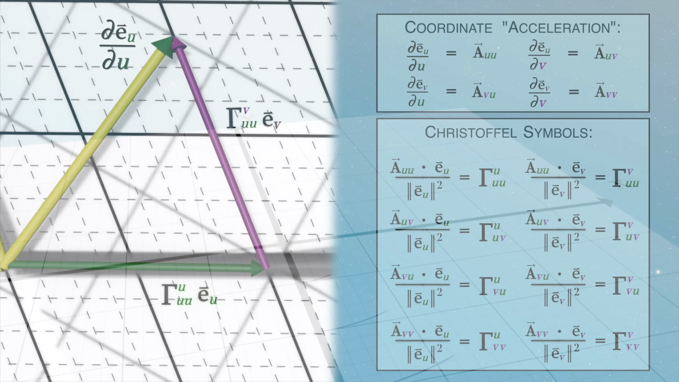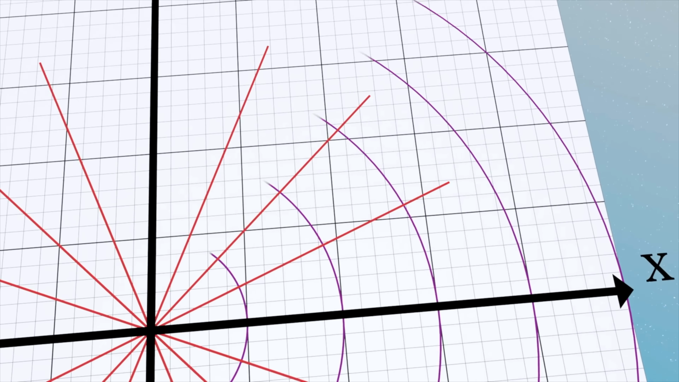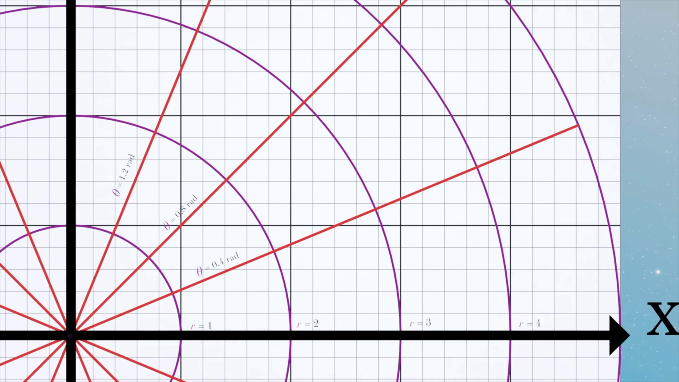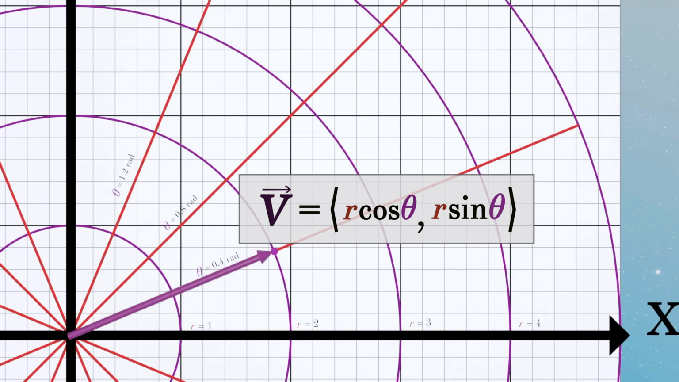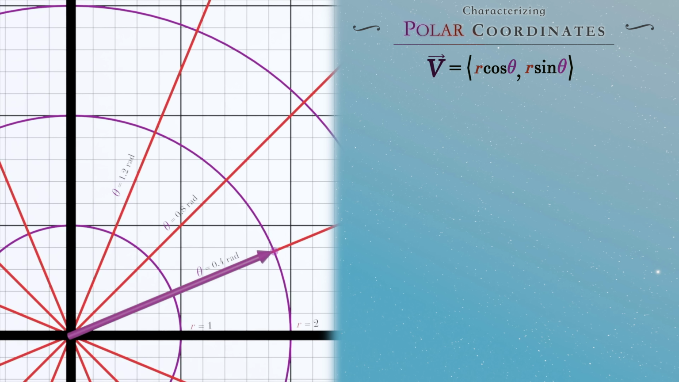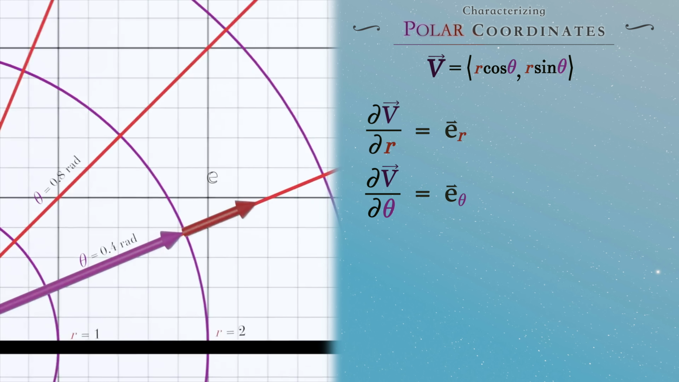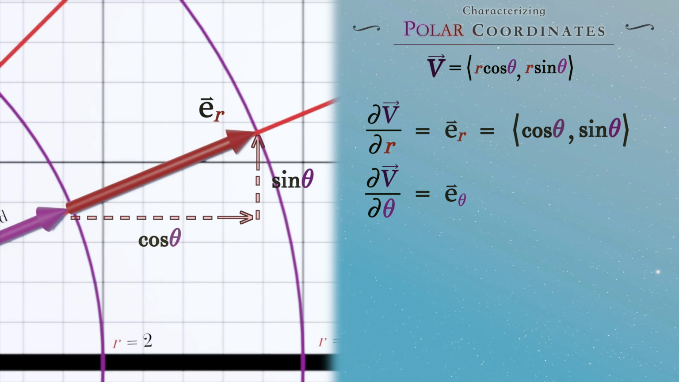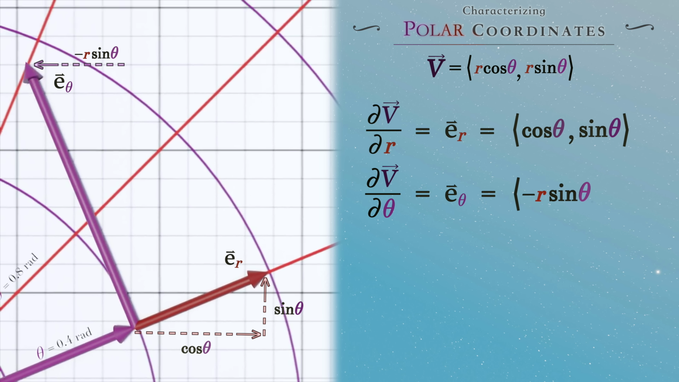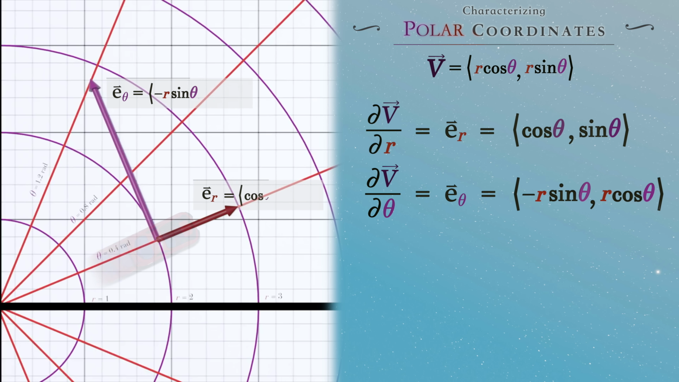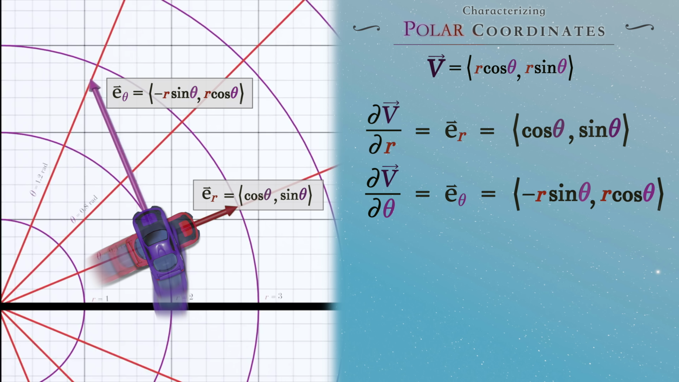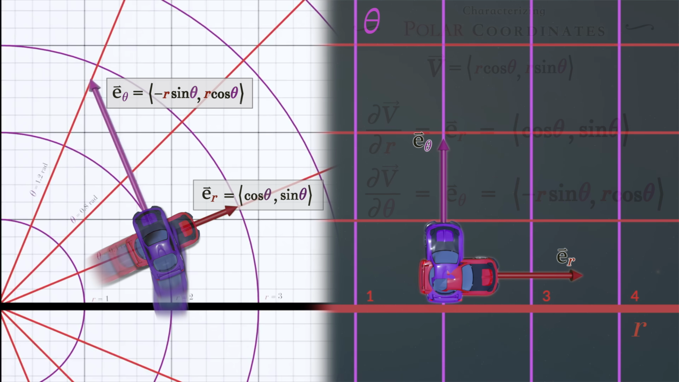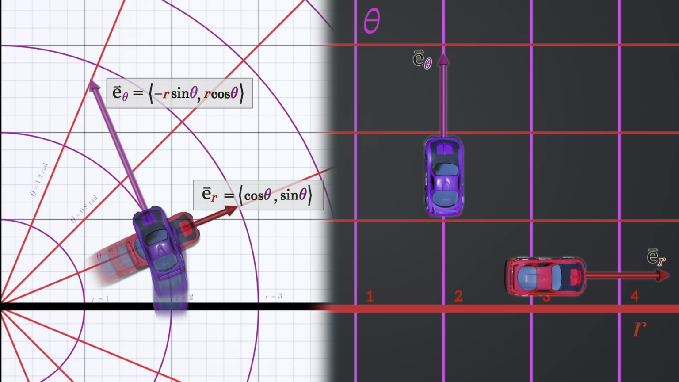Next, let's do an example by taking our curvilinear coordinates to be polar coordinates. In this case, the vector v equals (r cosine theta, r sine theta). Taking its partial derivatives with respect to r and theta gives us the two basis vectors, (cosine theta, sine theta) and (minus r sine theta, r cosine theta). These are the velocity vectors of our Hot Wheels at any point as they move along the different coordinate directions. Given, of course, they are traveling unit distances in unit times back in the parametric space.